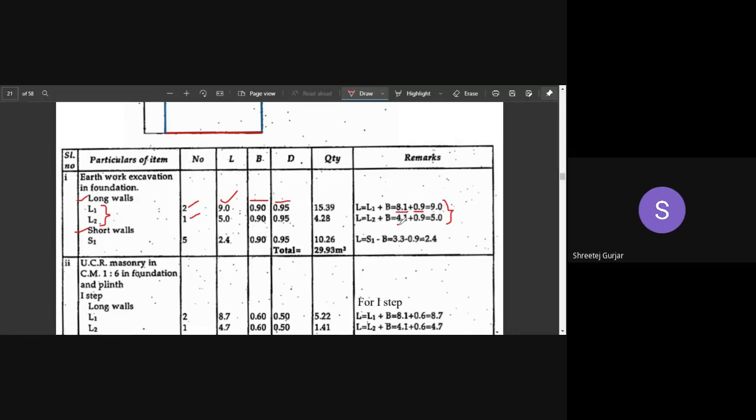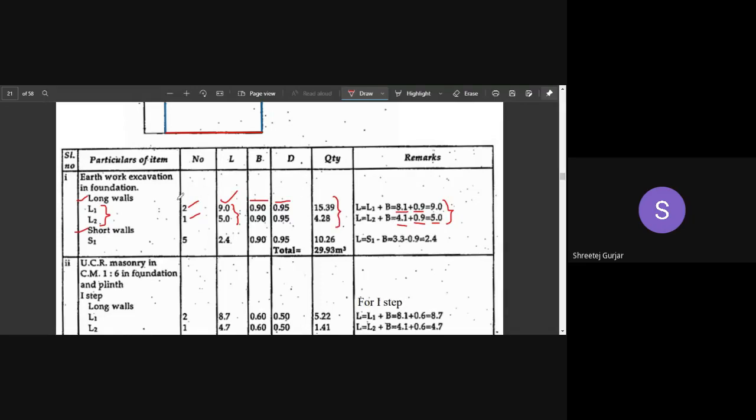And for L2, center to center length is 4.1. Adding one width, that is 0.9, we get 5 meters. So that is what we have written over here. Number into length into breadth into depth, we get our quantities for long walls. Okay, we have calculated for long walls.